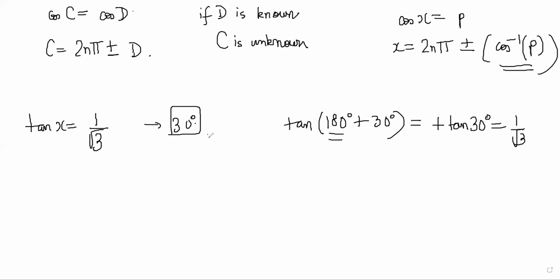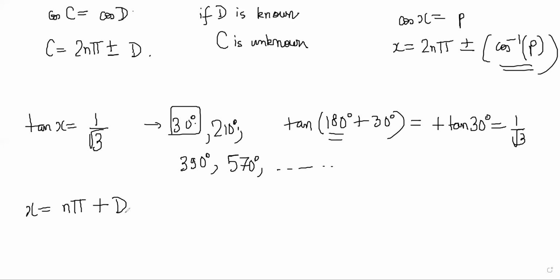So the other possible angles are 210 degree, right? And then you add 180 to it, 360 to it. So 390 should also work, right? And 360 to it, so 570 should also work, and so on, right? You'll get infinite angles, right? So the formula for tan is x is equal to n pi plus d, where d is that known angle, where n can be any integer 0, 1, 2, start putting any values.